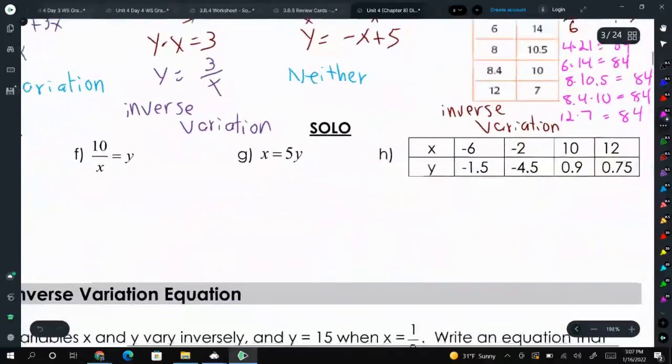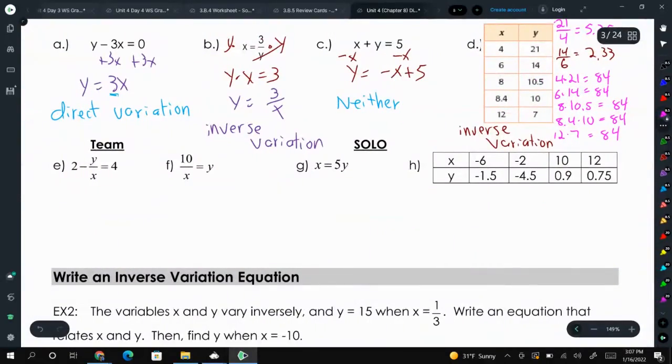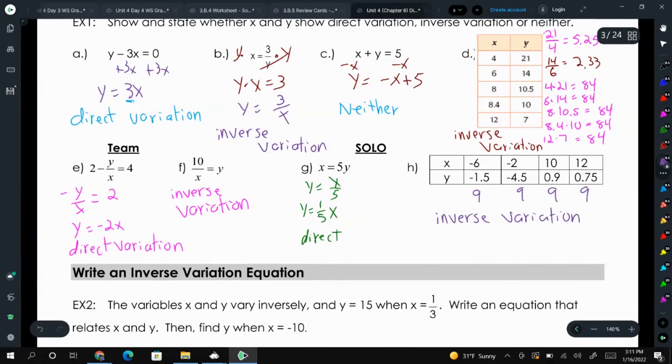So down here, I want you to try all of these to see if it's direct, inverse, or neither. So pause the video, try them all, and once you're done, unpause it to see what you get. All right, here are the answers. So like I said, you needed to get y by itself in all of them. So for letter E, when you get y by itself, I get y equals negative 2x. So that means that it's a direct variation.